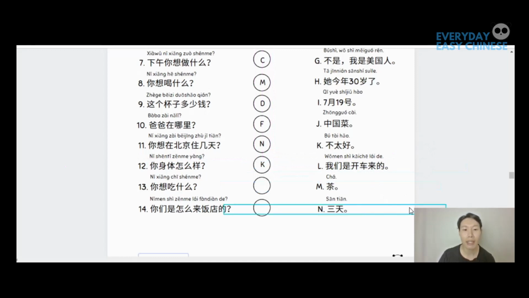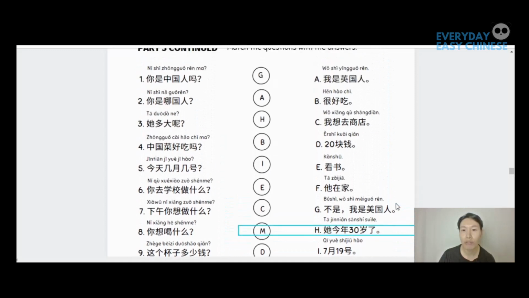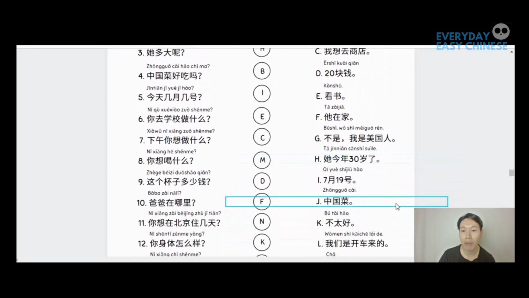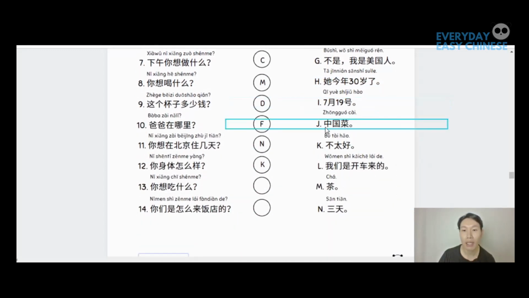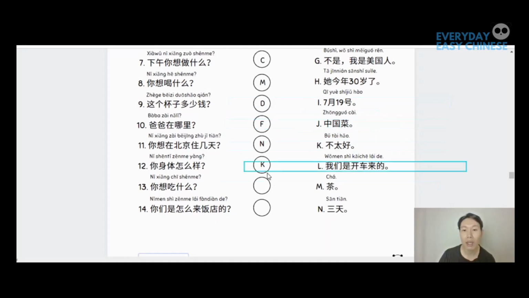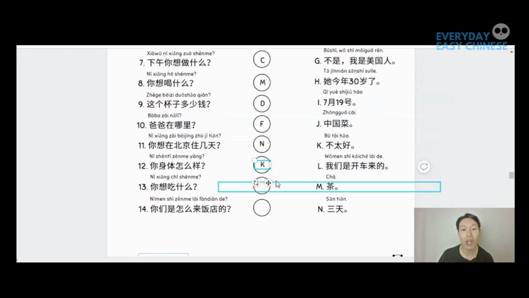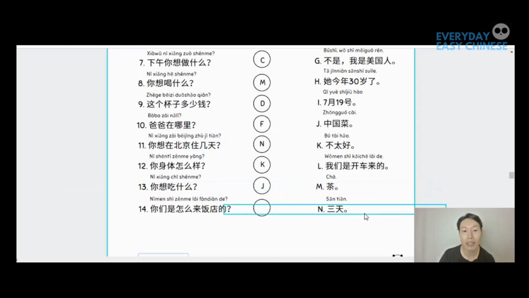Number 13. 你想吃什么？ So let's look for food here. Okay, where can we find food? Okay, J. 中国菜. 中国菜 means Chinese food. Cai actually means vegetables, but if we add it to a country, it can also mean cuisine as well. So Chinese cuisine.